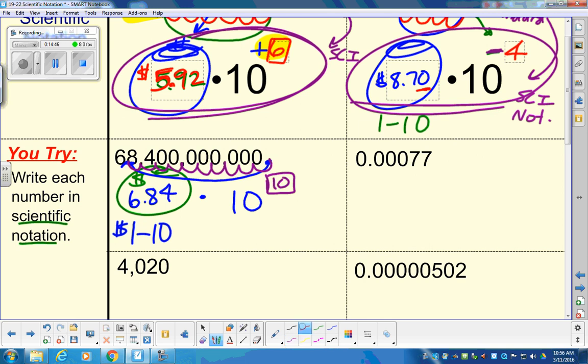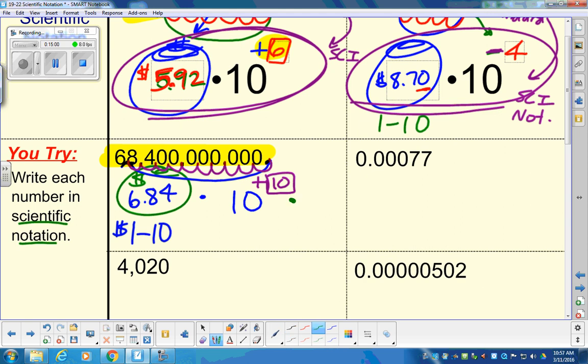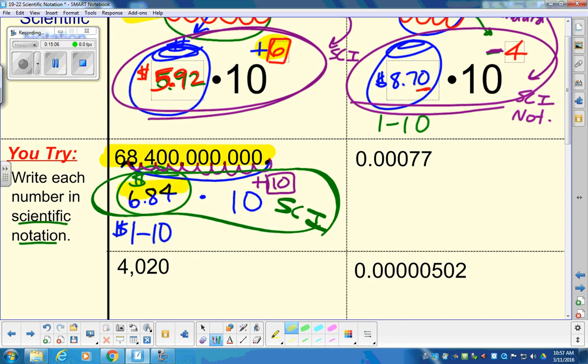Now, lots of kids think because we moved left, it's going to be a negative exponent, but that's not necessarily true. We need to look at the original problem. That's a huge number. Huge numbers have positive powers. So my final answer in scientific notation is 6.84 times, you do have to have all of this, 10 to the positive 10th power. Done. We went from standard form, the answer, to scientific notation.